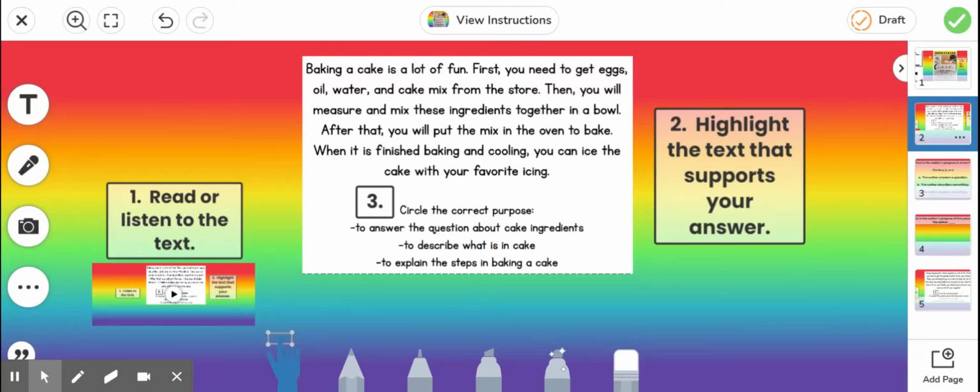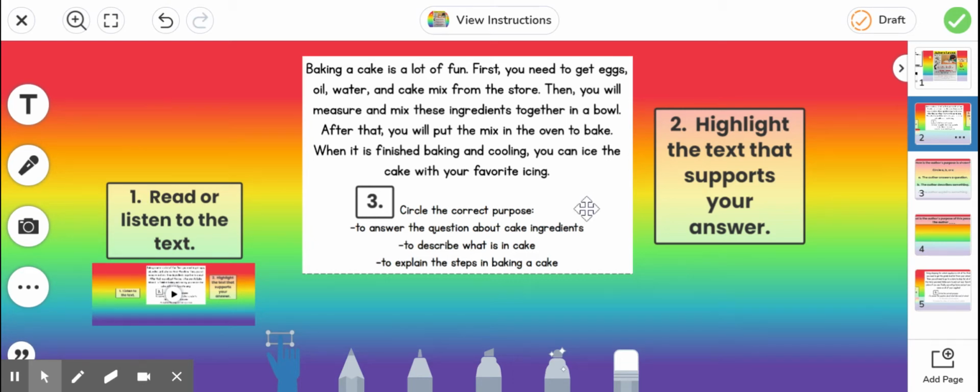Boys and girls, you can either tap the play or read this all by yourself. It says baking a cake is a lot of fun. First, you need to get eggs, oil, water, and cake mix from the store. Then you will measure and mix these ingredients together in a bowl. After that, you will put the mix in the oven to bake. When it is finished baking and cooling, you can ice the cake with your favorite icing.